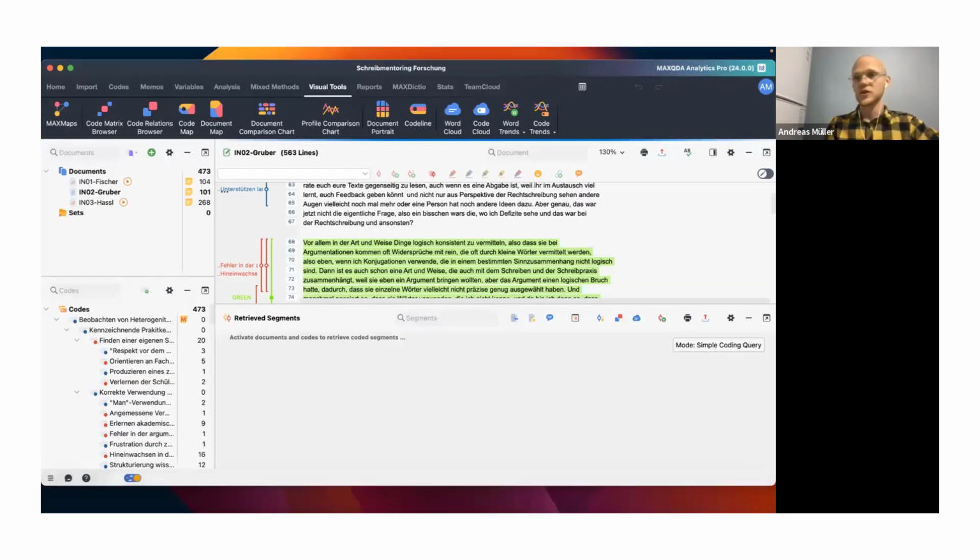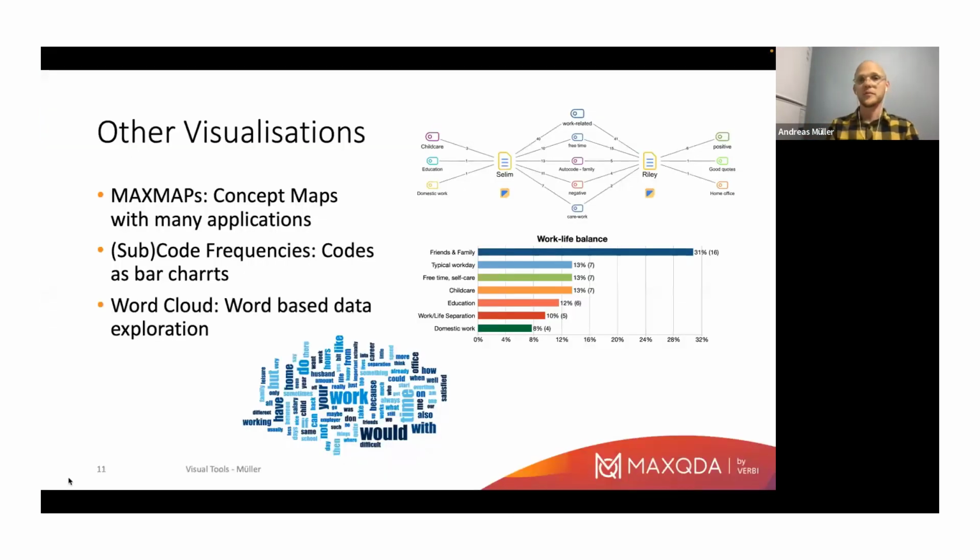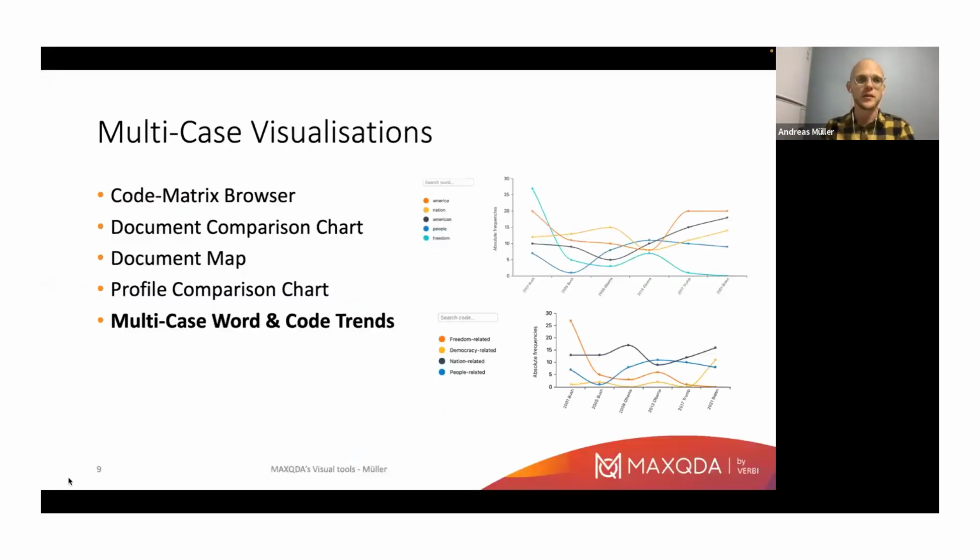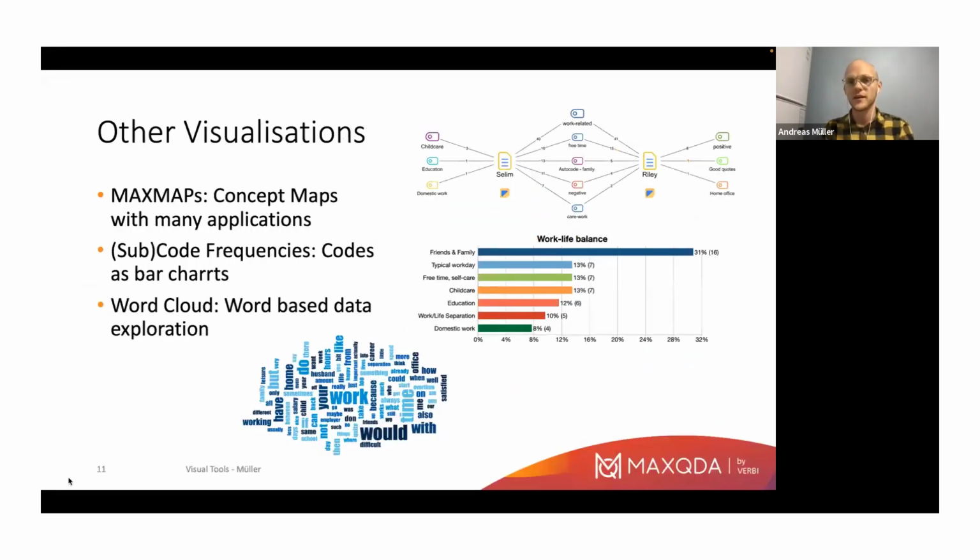So that was a tour de force through all of MAXQDA's visualization tools. I hope you got a nice overview and some ideas how you want to use them. Your research question will already point you to what tools might be interesting. If you're comparing two groups, maybe the multi-case visualizations will be interesting to you. If you do more of a grounded theory thing, maybe the MAXMaps will be your thing. If you analyze open answers in a survey form, maybe the code frequencies are more relevant to you.